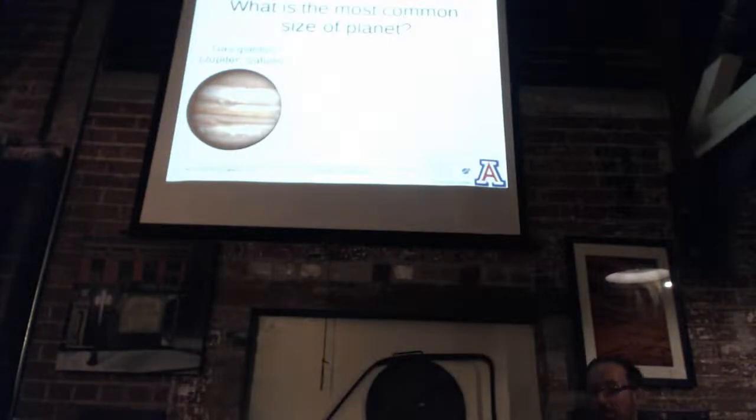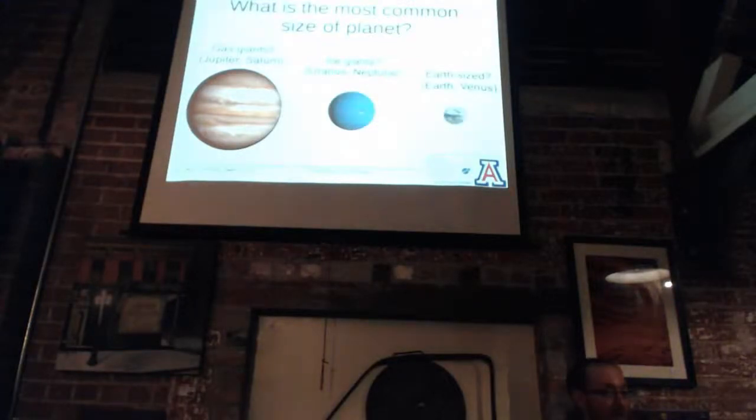So it could be gas giants, things like Jupiter and Saturn. Could be smaller, what we call ice giants, like Uranus and Neptune. Maybe it's small rocky planets, like Earth and Venus. So maybe it's something else. Maybe it's asteroids. But we don't know about exoasteroids, so that's not a valid answer. Only scientifically testable answers will be accepted. Any takers? What's the most common size of planet around other stars?